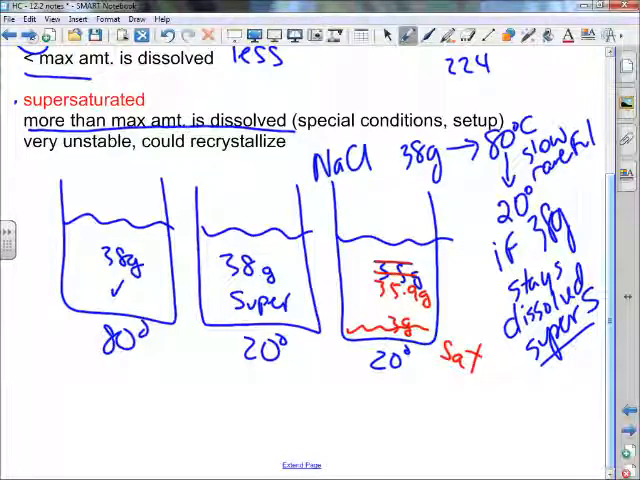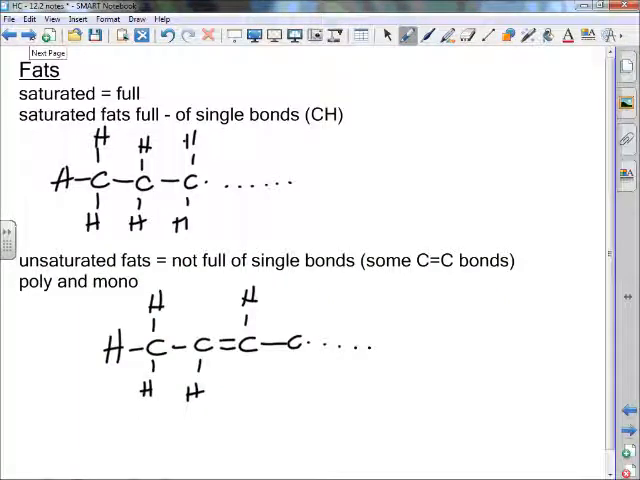Now, you've heard those terms before. The difference between saturated, unsaturated, and supersaturated, you've heard it in terms of fats and oils. So just as a quick comparison here, if you have something saturated, a saturated fat, it is full of single bonds. So saturated fats are these big structures of carbons and hydrogens. So imagine a big Lewis structure, all these single bonds, hydrogens bonded to carbon. Unsaturated fats are not full of single bonds. Some have a carbon-carbon double bond.